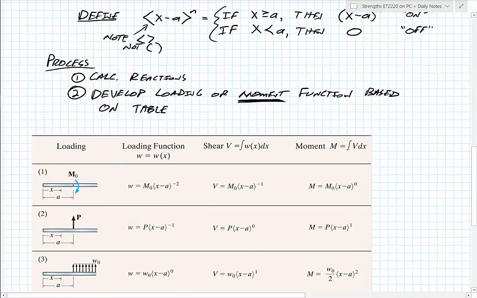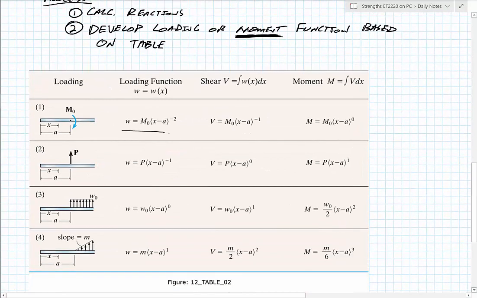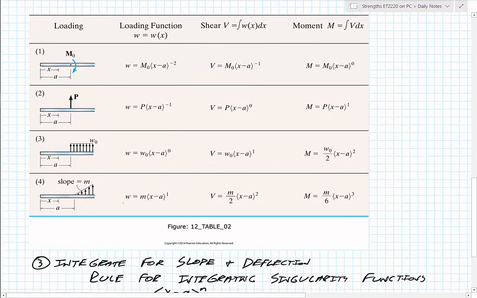And in fact, we can even see this within this table. Looking at the loading function for a moment, we have x minus a to the negative 2. When I integrate that, I get x minus a to the negative 1. All we did is minus 2 plus 1 is minus 1. And same idea when I integrate again, I'm not dividing by anything. However, if I go down to the slope load and integrate that, I have the same function, but now this becomes squared, and I'm also dividing by 2. That's our normal way of integrating.